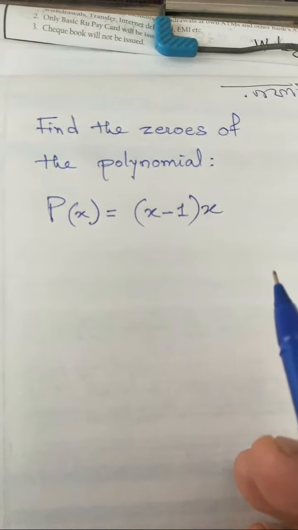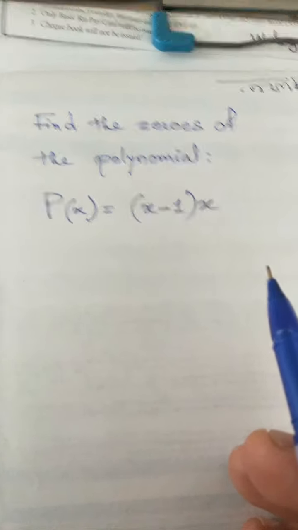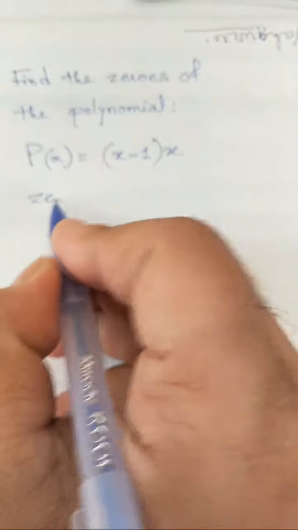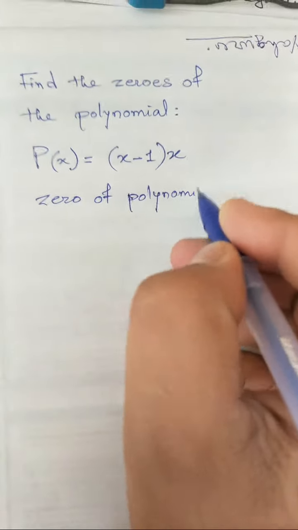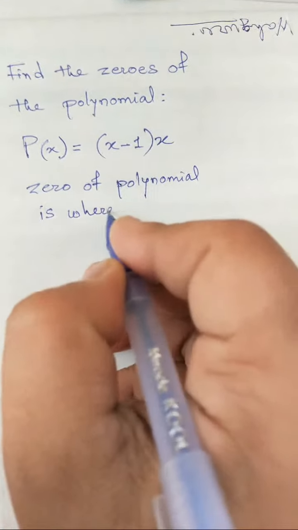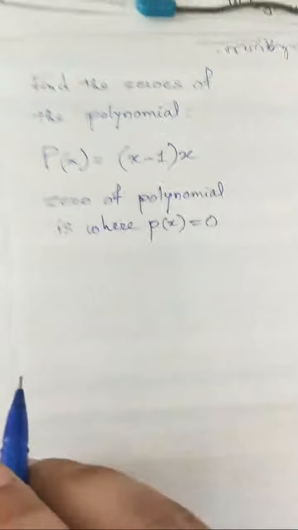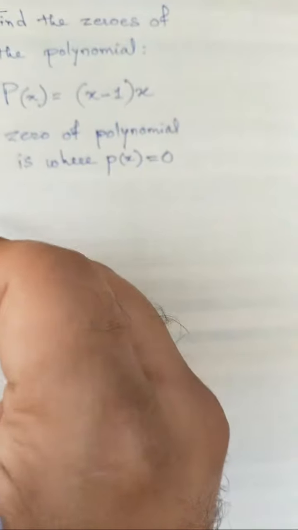Zero of the polynomial is that value where p(x) becomes zero, means the zero of a polynomial is where p(x) is equal to 0. So we need to find that zero. Now to find the zero, we have to make p(x) equal to 0.